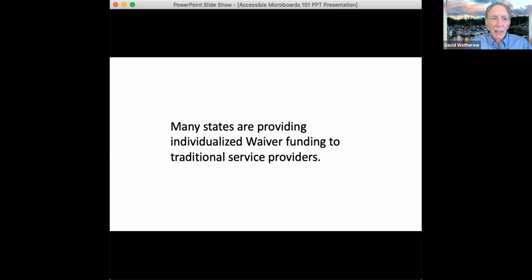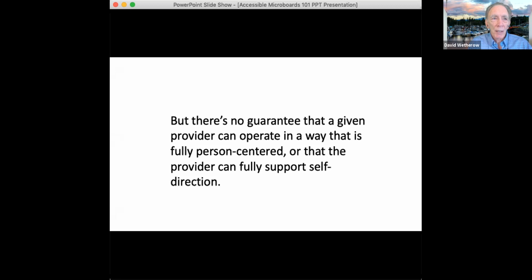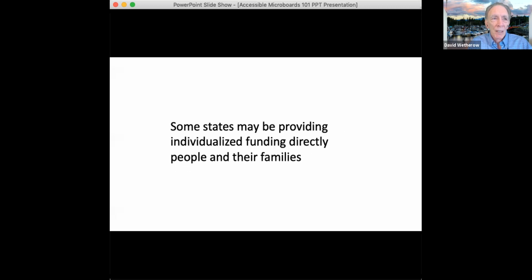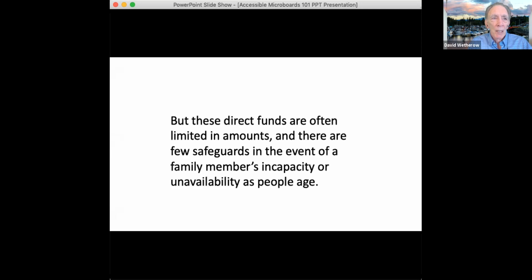Many states are providing individualized waiver funding to traditional service providers, but there's no guarantee that a given provider can operate in a way that's fully person-centered because of their own internal architecture, or that the provider can fully support self-direction. Some states may be providing individualized funding directly to people and their families, but these direct funds are often actually limited in amounts, and there are few safeguards in the event of a family member's incapacity or unavailability as people age. So we're also looking for continuity of support and practice.